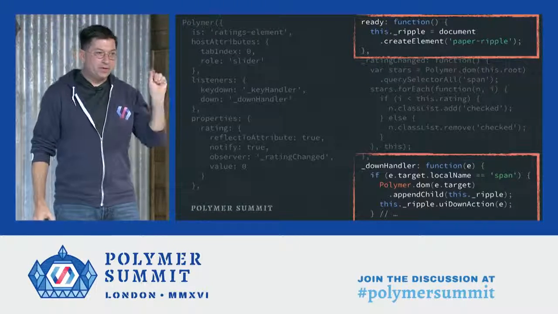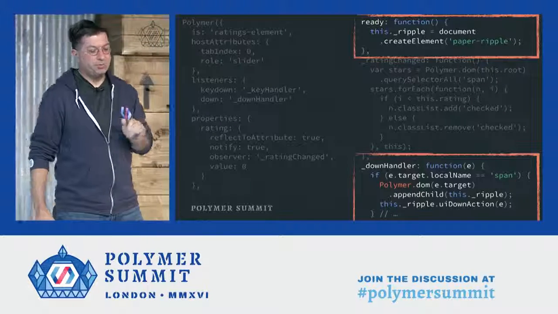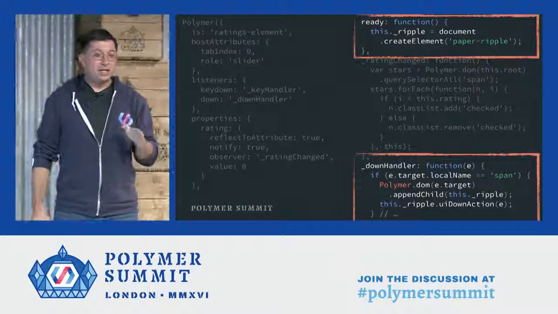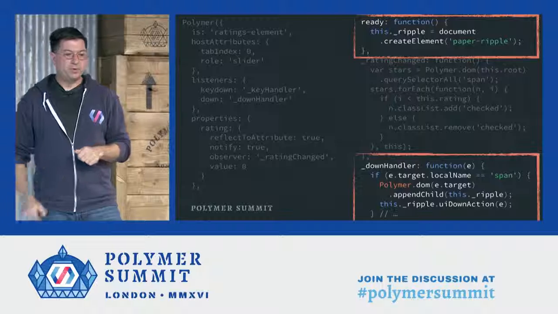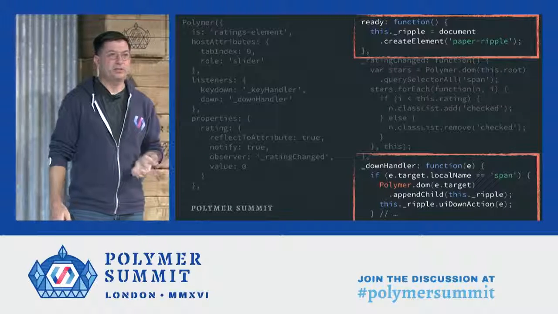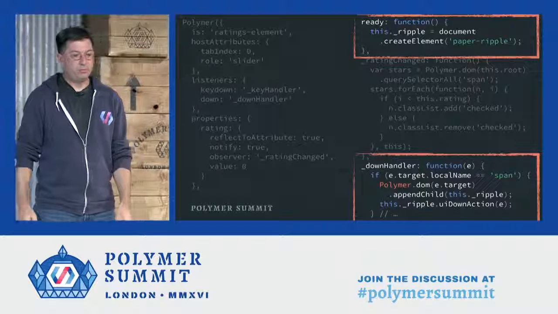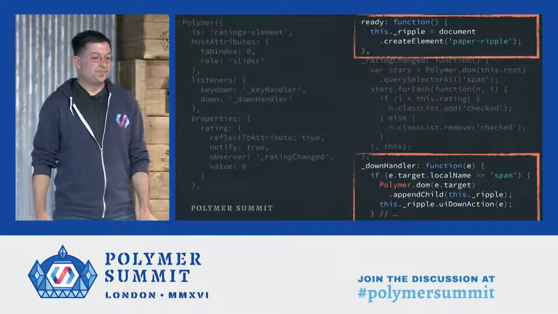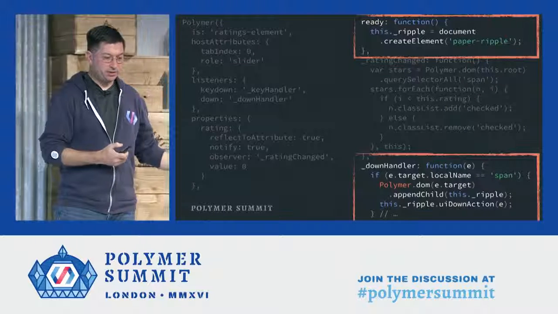So finally, we have a paper ripple. You saw in the little video, we had a little ripple effect. I didn't do the work to make it circular. It's a little bit more work, but it probably looked better. And we're creating this paper ripple, and then in the down handler, we're moving it to the right spot, so it'll ripple in the right star. And that's great. We get a little material design effect, and we don't have to implement it ourselves, but can use that paper ripple element to help us. So, a straightforward, pretty simple element.